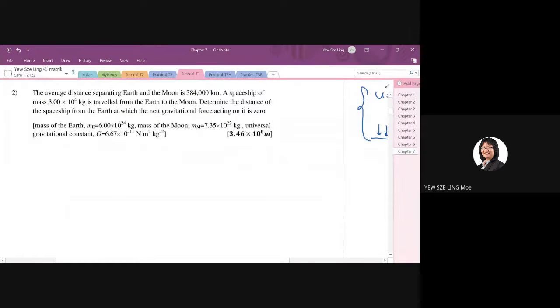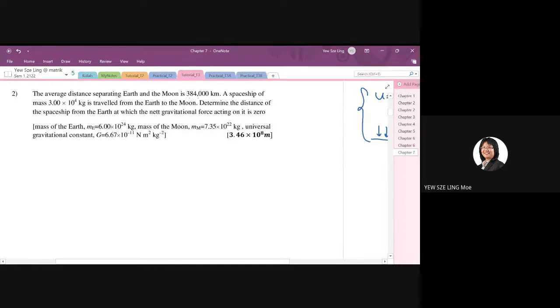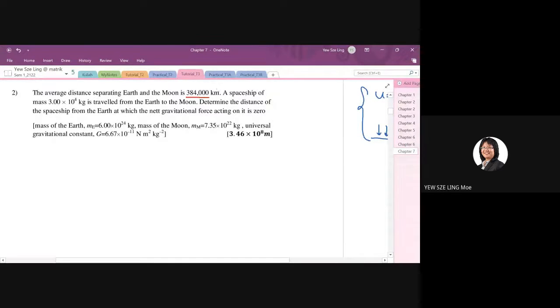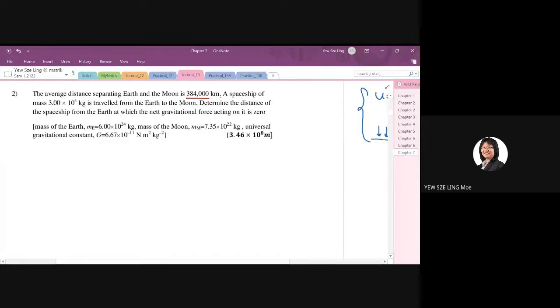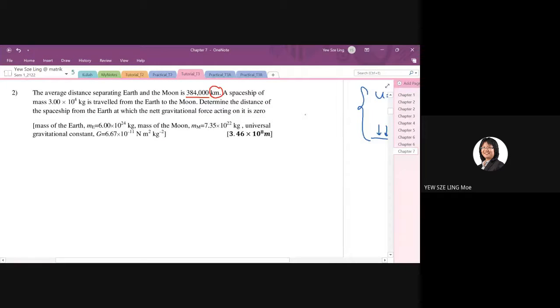Okay. The average distance separating Earth and the Moon is 384,000. Now, even though the question gives you such a huge value already, if you look at the unit, it is still in terms of km, so you have to be extra careful. Chapter 7, the problem is the unit. They often give you the unit in km, so you need to change it into SI unit.